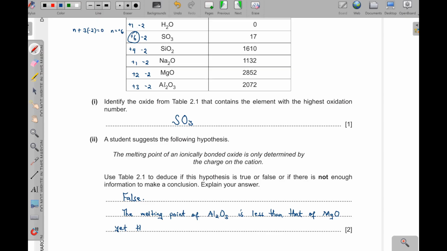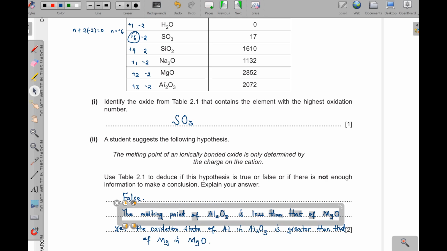the oxidation state of aluminium in aluminium oxide is greater than that of magnesium in magnesium what? Oxide. See? So that is that. In fact, let me take this one here.